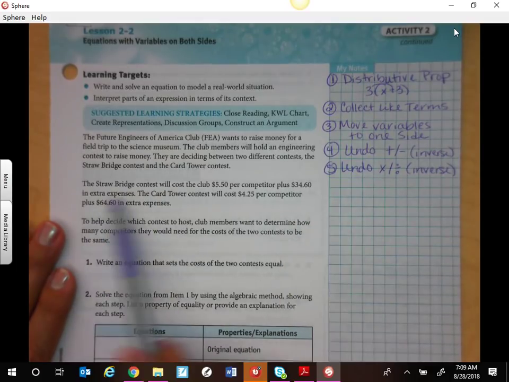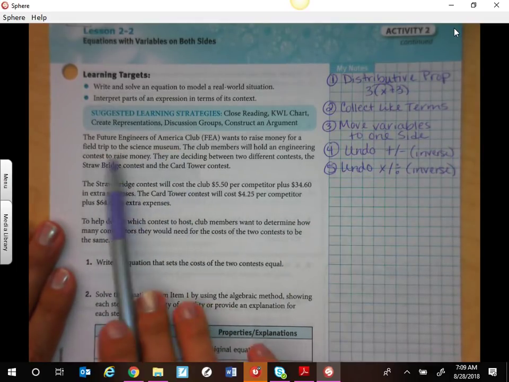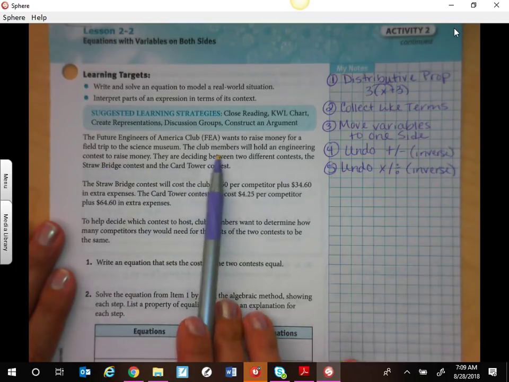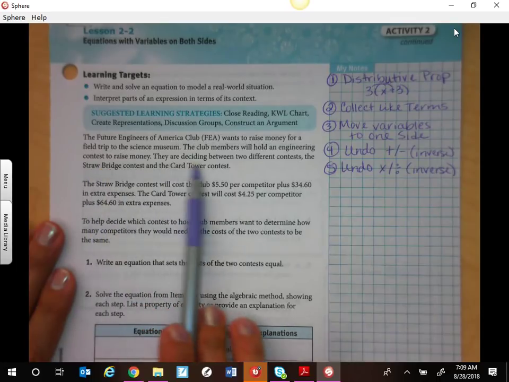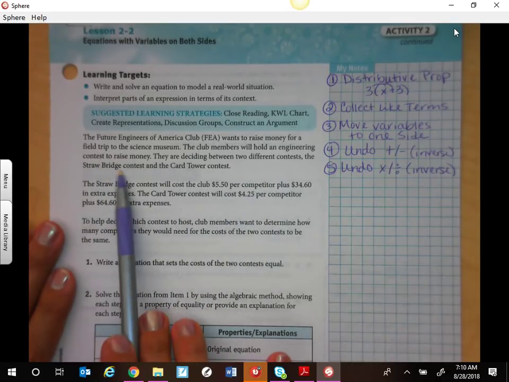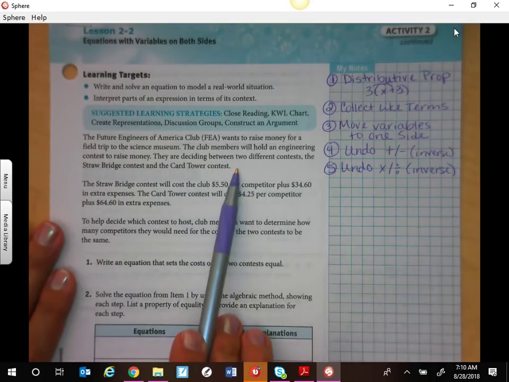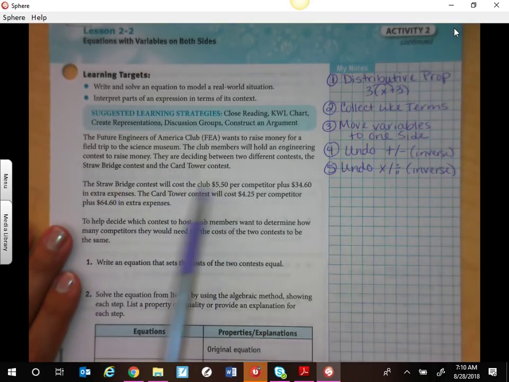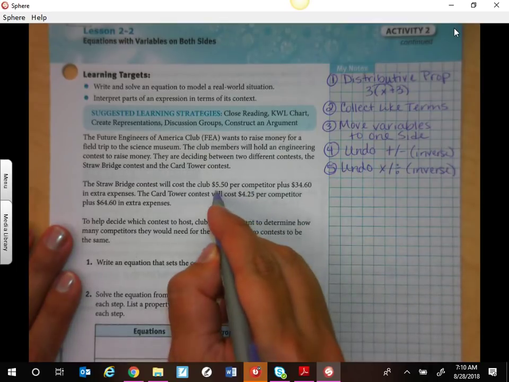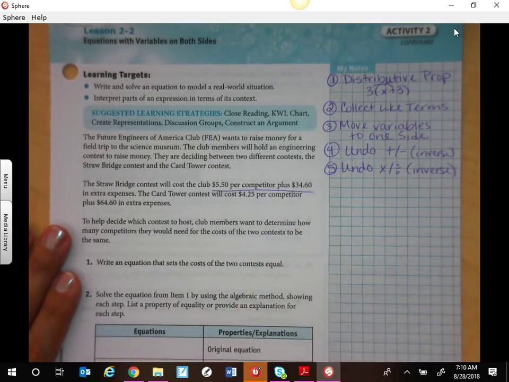It's talking about Future Engineers of America raising money for a field trip. The club members will hold an engineering contest to raise the money. They're going to decide, are they going to have a straw bridge contest or a card tower contest? The straw bridge contest will cost the club $5.50 per competitor plus $34.60.